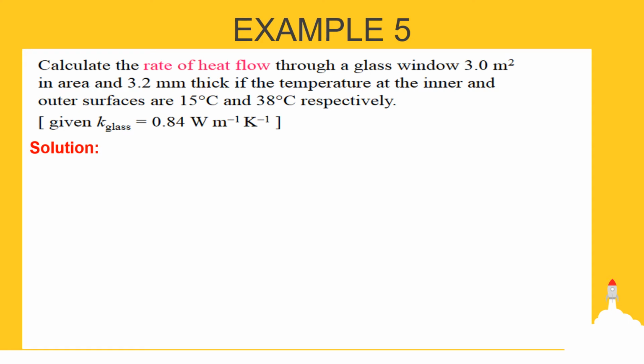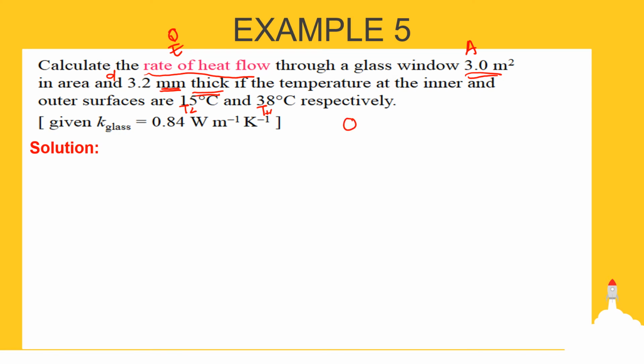Okay, so next we move to the example. So dia cakap kat sini, calculate the rate of heat flow. So rate of heat flow ni adalah Q over T. So dia bagi glass window, dia dah bagi dia punya area. Okay, this is the area. And then dia bagi dia punya thick. So this is D. So tengok kat sini unit dia adalah millimeter. So you need to convert. And then dia bagi T low adalah 15 dan T high dia adalah 38. Okay, so kita akan guna rumus yang tadi lah.